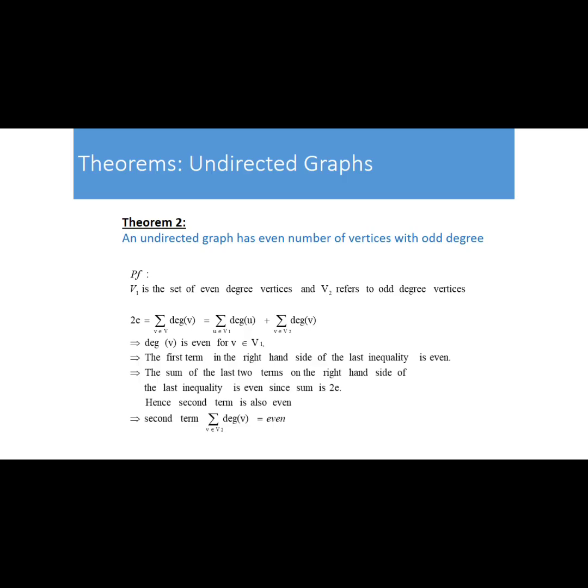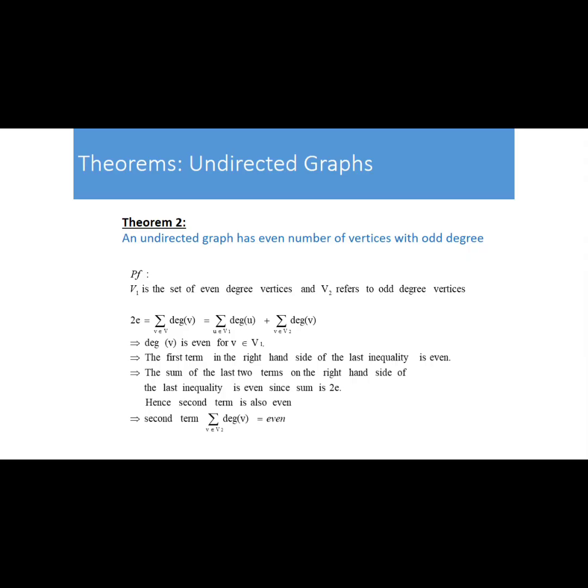Let us deal with another theorem on undirected graphs: an undirected graph has an even number of vertices with odd degree. Suppose in the vertex set, some vertices have even degree and some vertices have odd degree. So we have to split into V1 and V2. In this way also, the total degree of vertices is equal to 2e, because the degree sum over V can be split into V1 and V2. V1 is the set of even degree vertices and V2 is the set of odd degree vertices. So the degree sum is even for V belonging to V1.